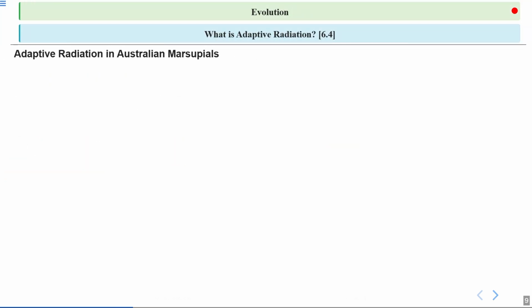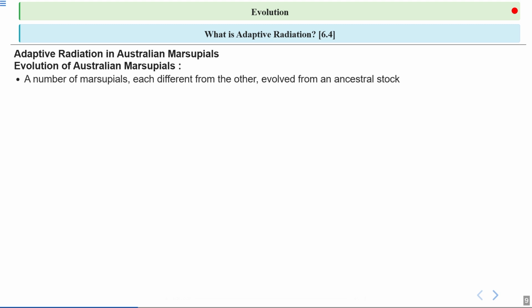Now let's talk about adaptive radiation in Australian marsupials. A number of marsupials, each different from the other, evolved from an ancestral stock. It means again there was a common ancestor. This highlights the power of evolution in creating diversity.